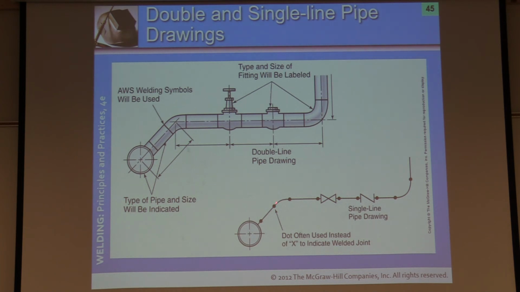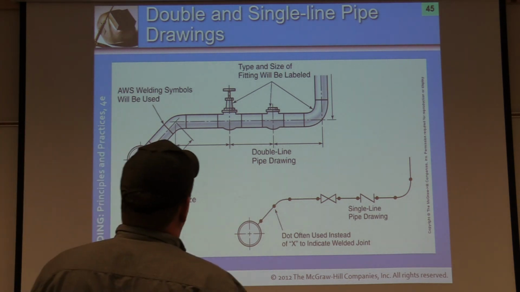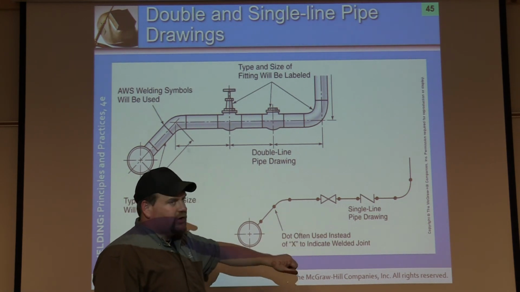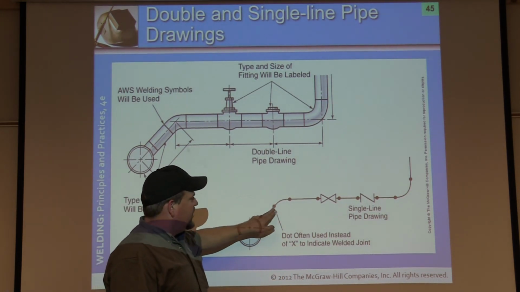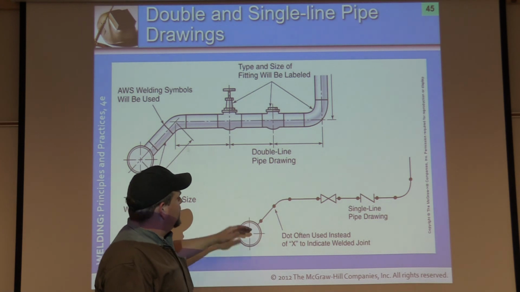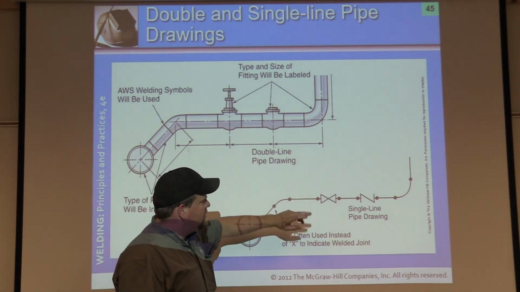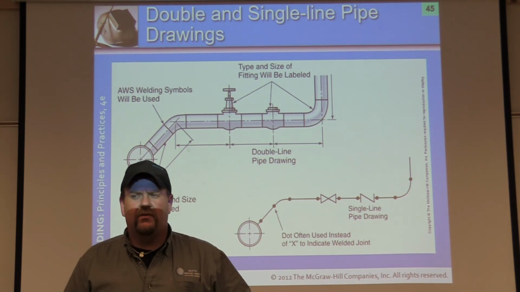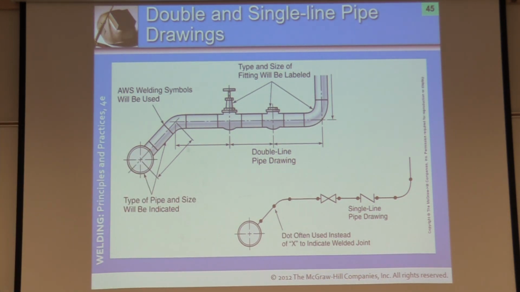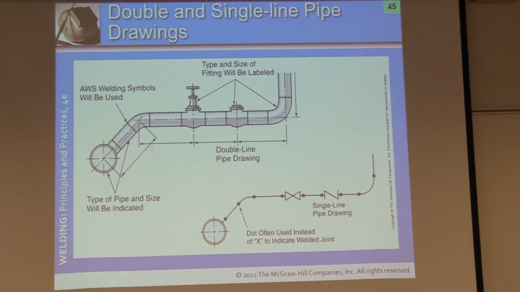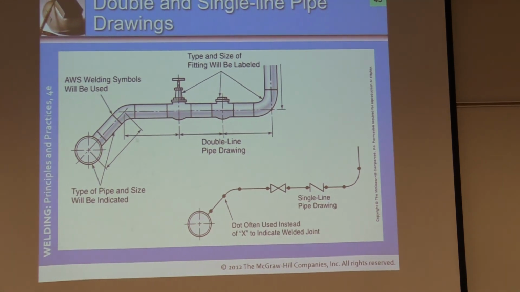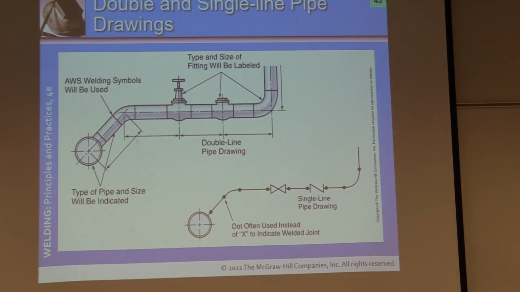What we've seen here is that the dot is often used instead of the X to indicate a welded joint. This is fairly common nowadays, especially because you get a lot of X's going on, and you've got an X right here and an X right here next to the valve, and sometimes it gets confusing. What does that mean? Is there more valves there? Or is it a double check valve? What do we mean?